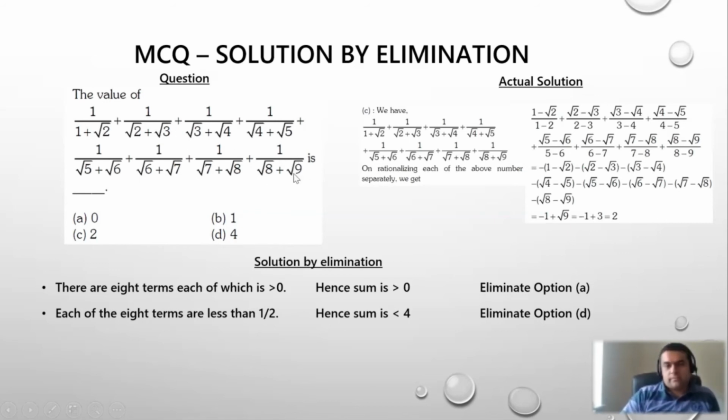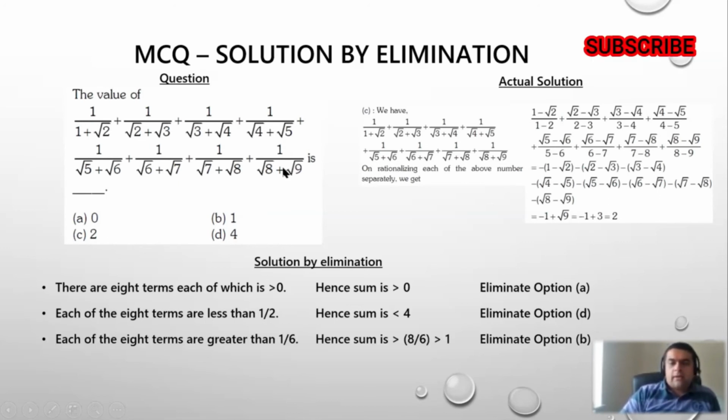So each of these numbers are greater than 1 by 6. Which means the sum is greater than 8 by 6, which is greater than 1. So you can also eliminate 1. So the answer remaining is 2.